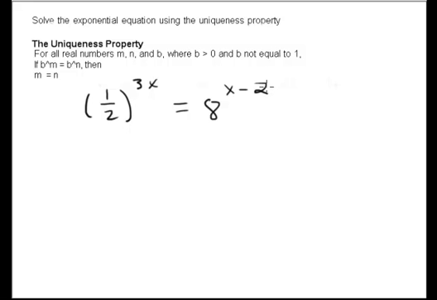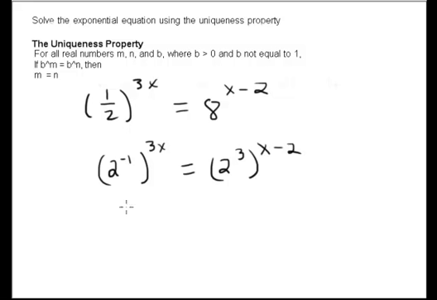Again, you see that we do not have like bases on both sides of our equation. But I do know that I'm seeing a 2 in common with both. I know that 8 can be written as a power of 2, and if I remember my exponent rules, in particular my negative exponent rules, I know that 1/2 can be written as 2 to the negative 1. So the left becomes 2 to the negative 1 to the 3x, and that equals 2 cubed to the x minus 2. I'm almost there.